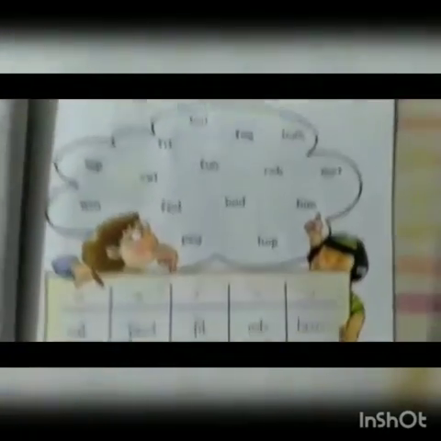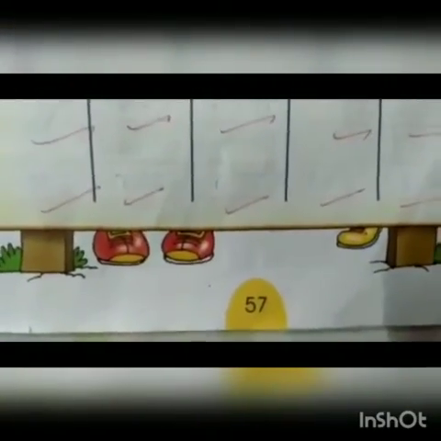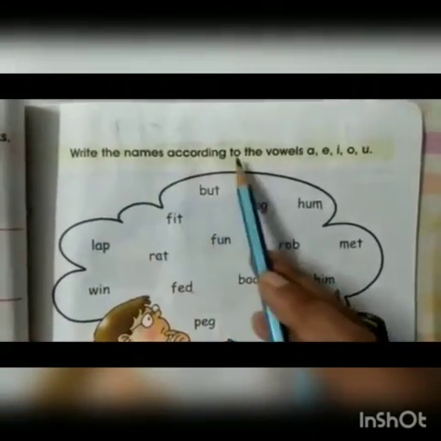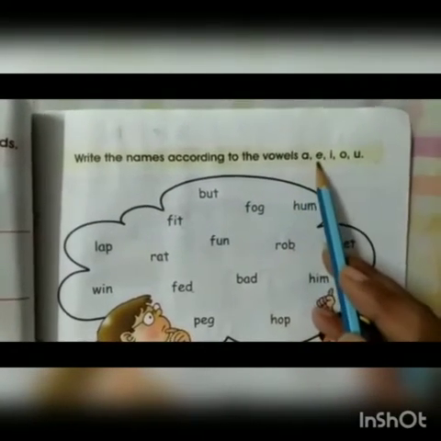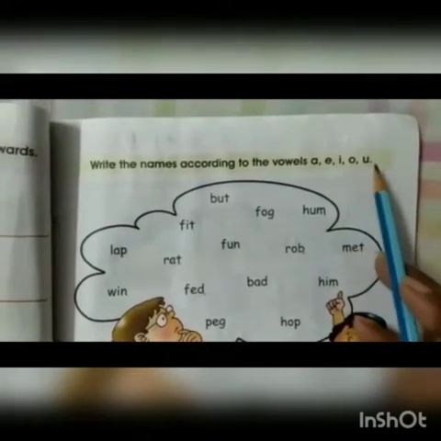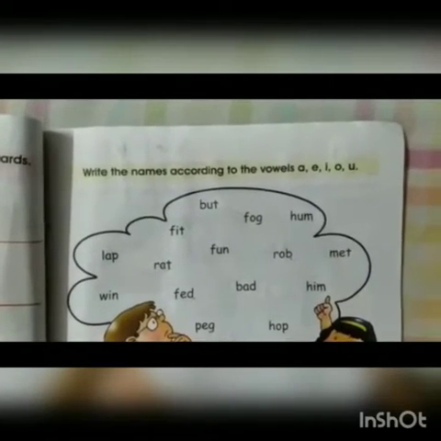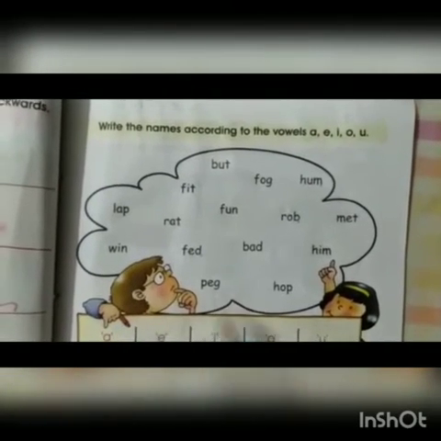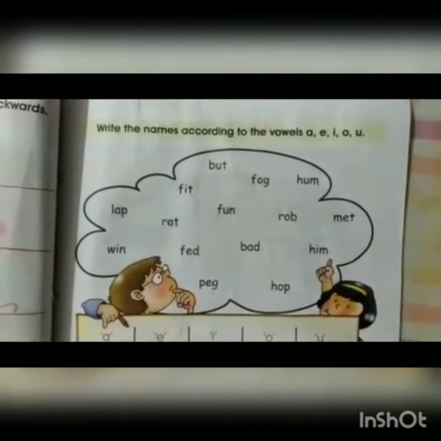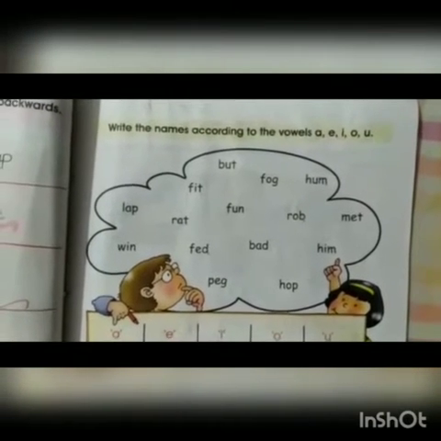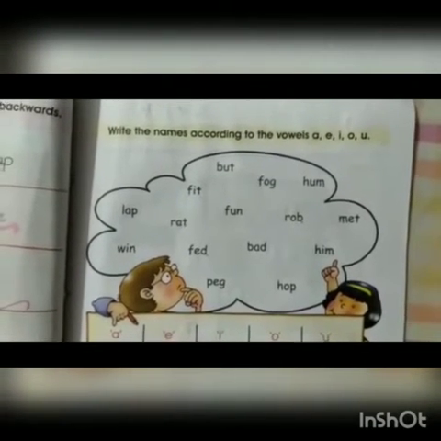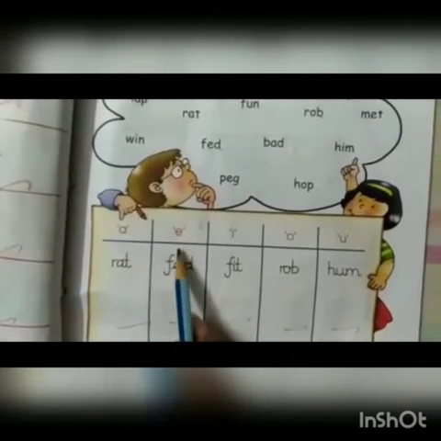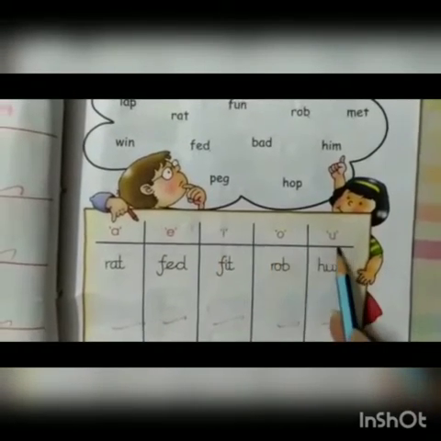Now open your book and go to page number 57. Children, today we will write the names according to the vowels A, E, I, O, U. Children, what do you see? You see there are so many names in the cloud. Okay, first we will read the name. Afterwards, we will write the name in the correct vowel column. There are 5 vowel columns: A, E, I, O, U.